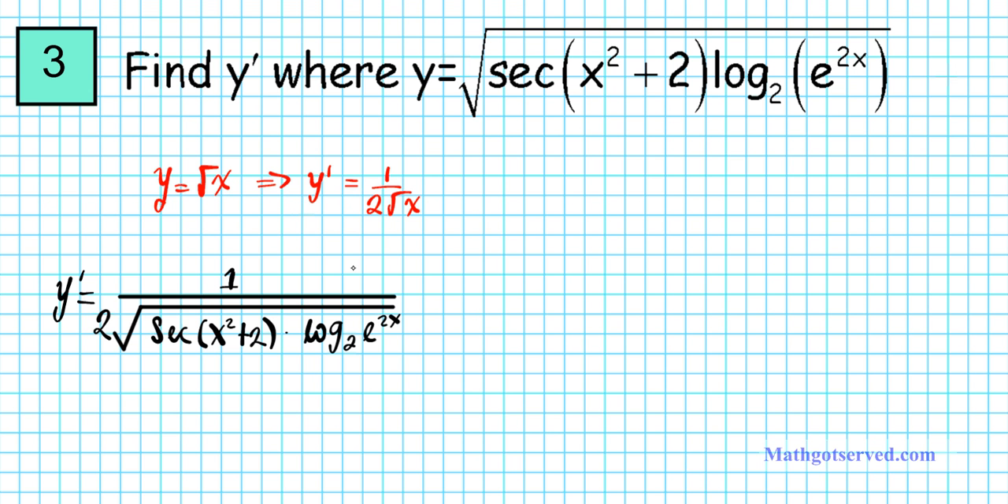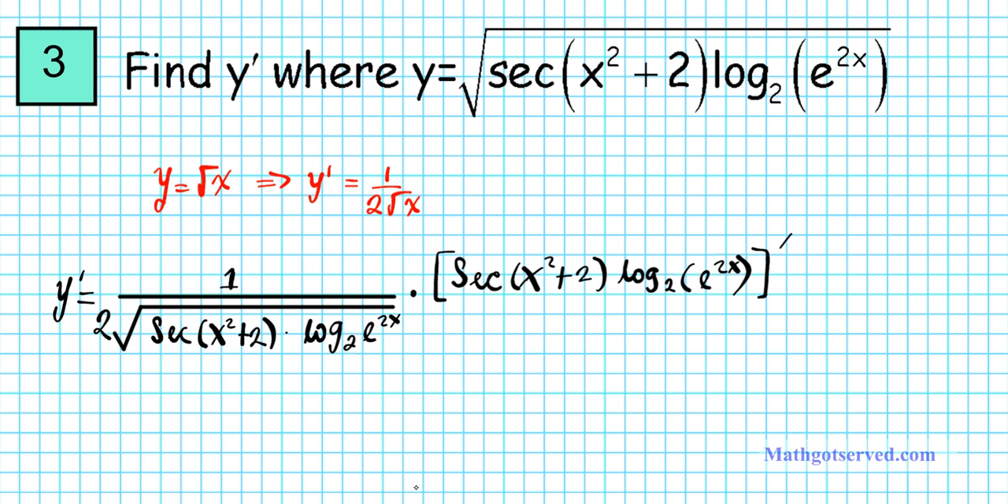All right, so now we are applying the chain rule. We've differentiated the outer function. We're going to multiply this by the derivative of the inner function, secant x squared plus 2 times log base 2 of e to the 2x. All right, now we have to find the derivative of this inner function.